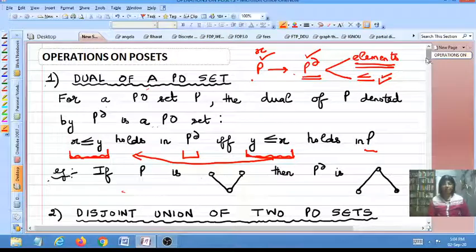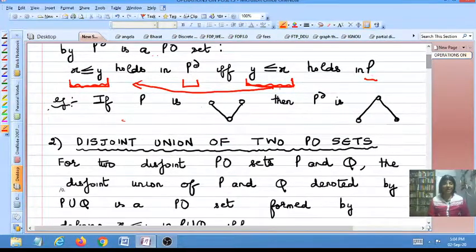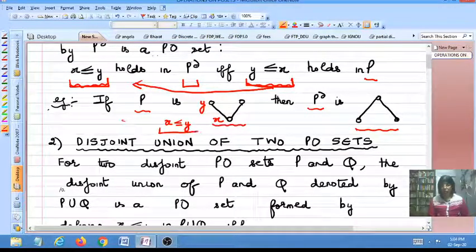So moving by this definition, let us try to draw the Hasse diagram for the dual of a given PO set P. If the PO set P is given like this, if this is the Hasse diagram, then the Hasse diagram for P dual will be an inverted diagram like this. Here, denote the bottommost element in P by X and this particular element on the left by Y, and you can see that X is related to Y. Now if X related to Y holds in P, then the inverted statement has to hold in P dual, which means Y related to X has to hold in P dual.